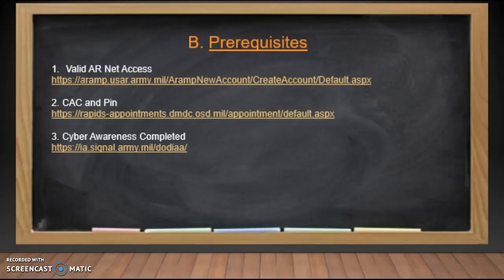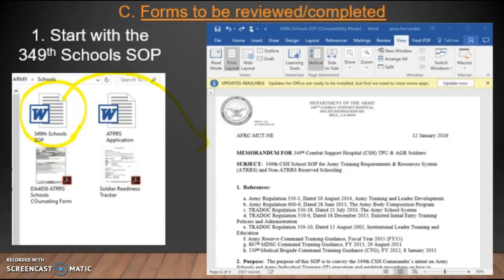Now that we've talked about SSD, PMEs, and the prerequisites, we're going to move into the forms that need to be completed or reviewed by yourself and your leadership. So the first one you're going to start with is the 349 Schools SOP. This document is going to show you everything that you need in order to be successful in one of the ATRRS schools that you're applying for. This document covers everything from the ATRRS course catalog to the prerequisites needed for the school to your responsibilities as the person requesting to be enrolled in the school.